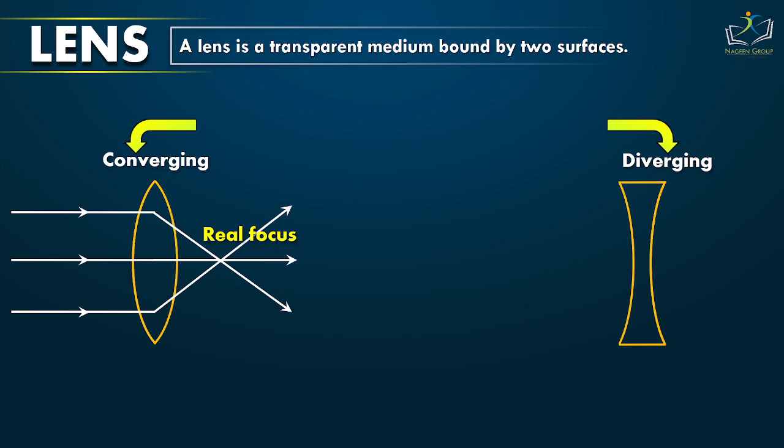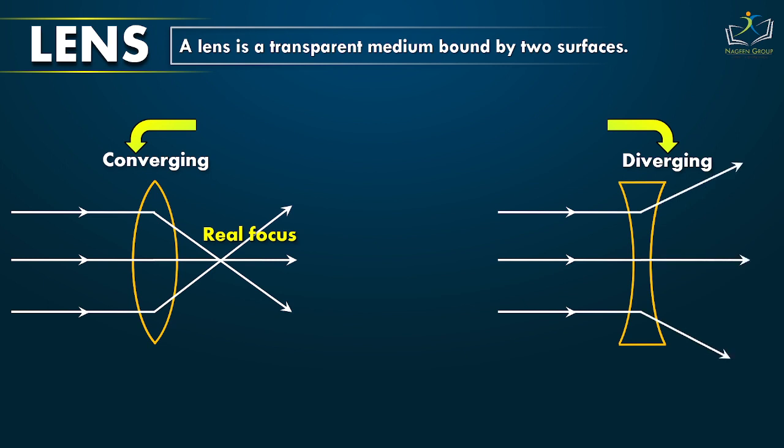Diverging lines are those in which the parallel lines will diverge. Here, when we extend it at the back, then it seems to come from this focus. So here we call it a virtual focus. This type of lens we call a convex lens.